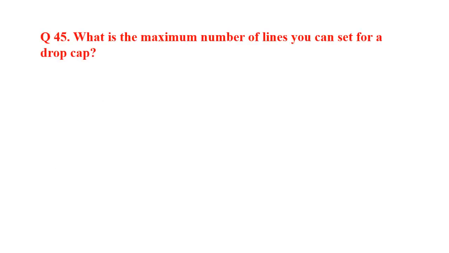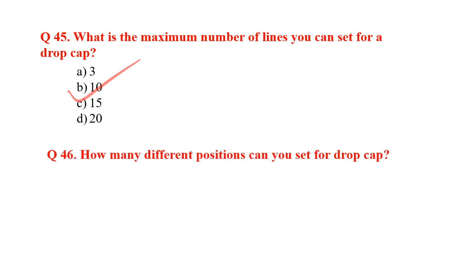Question number 45. What is the maximum number of lines you can set for a drop cap? Look at the options 3, 10, 15 and 20. The right answer is 10. Next question. How many different positions can you set for drop cap? Look at the options 1, 2, 4 and 6. We can set 2 different positions for a drop cap.